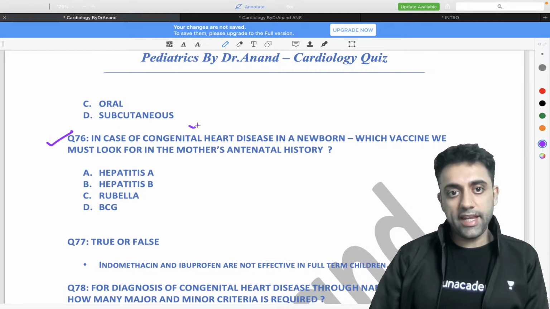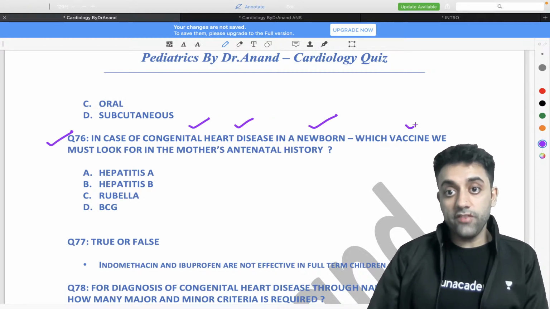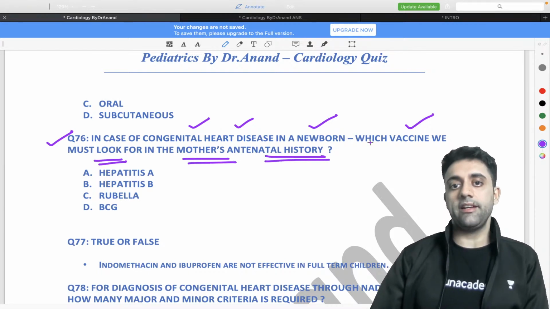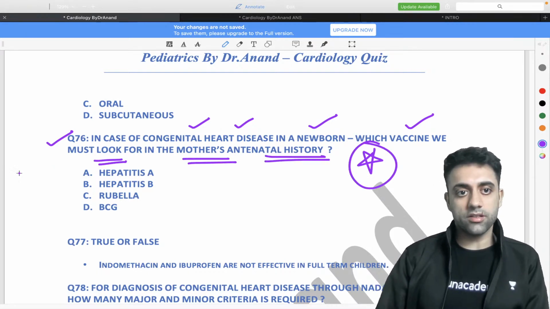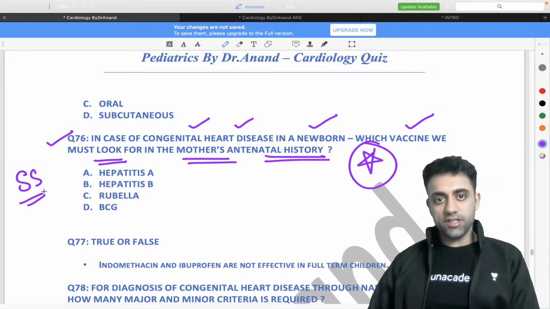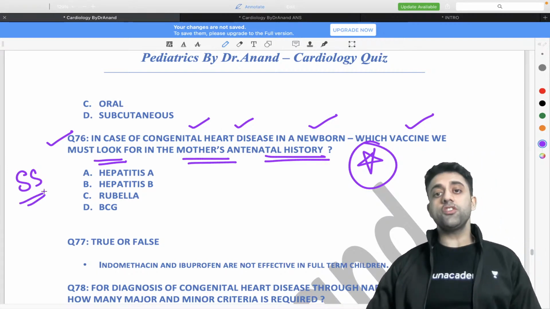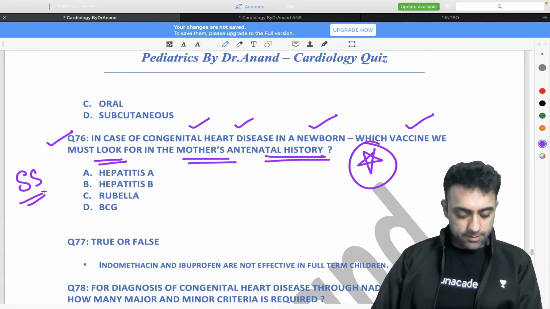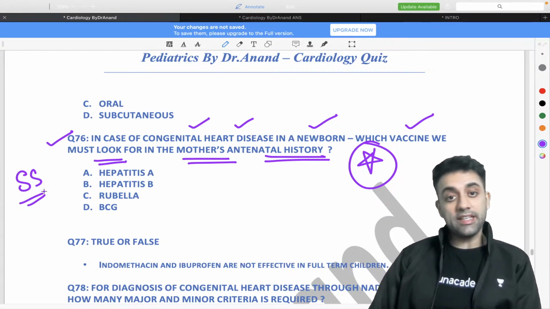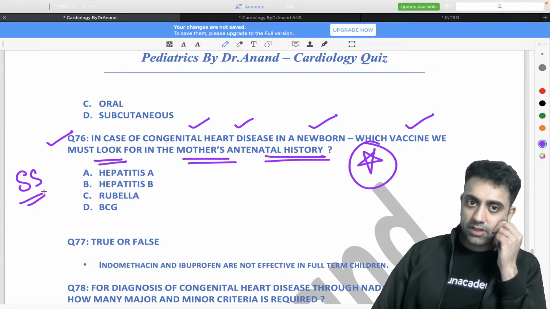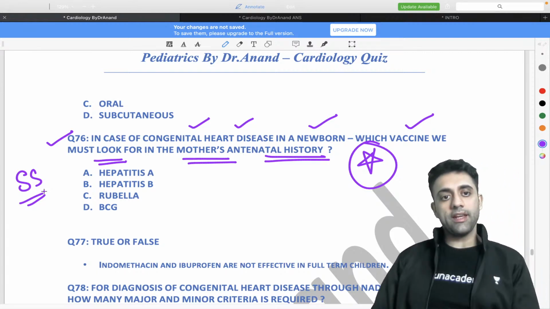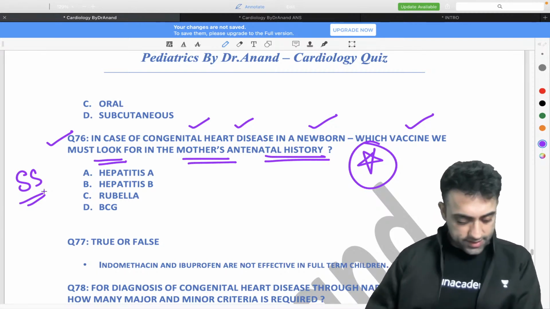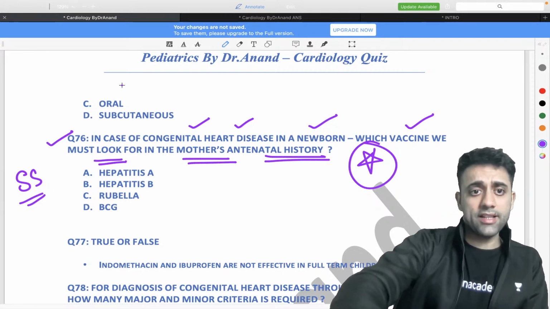Question 76. In case of congenital heart disease in a newborn, which vaccine must we look for in the mother's antenatal history? A classic question, a super speciality question. Which vaccine did the mother not take that could cause a heart defect in the baby? The options are hepatitis A, hepatitis B, rubella and BCG. Question 76. Yes, pancake is somewhere right only.